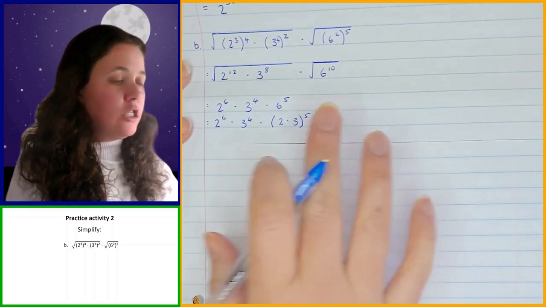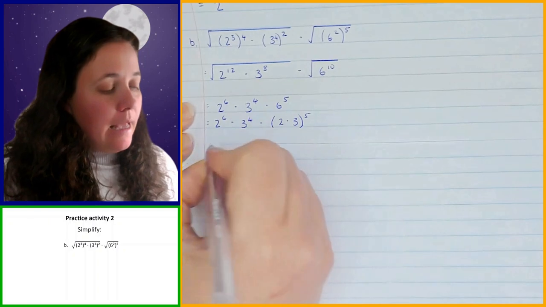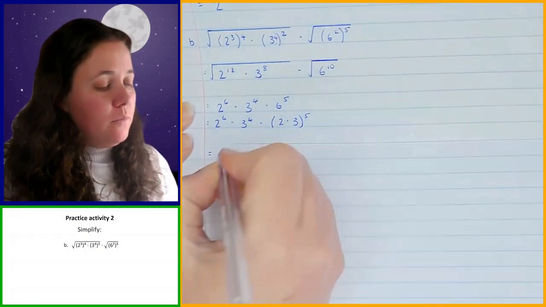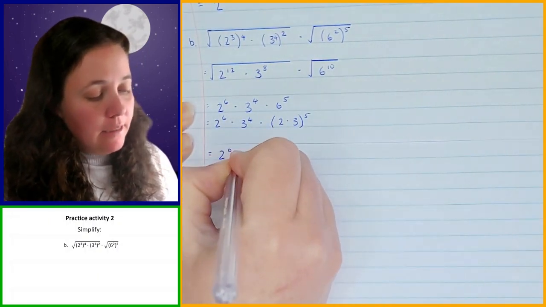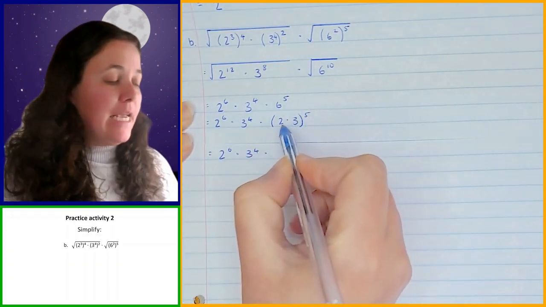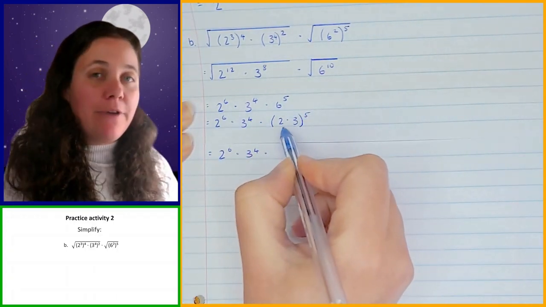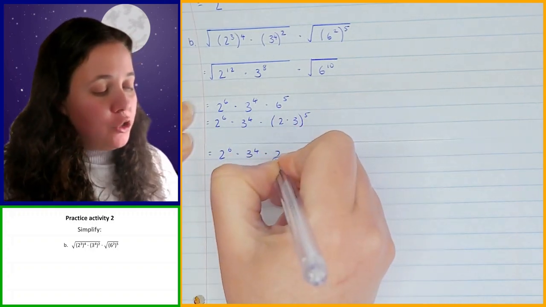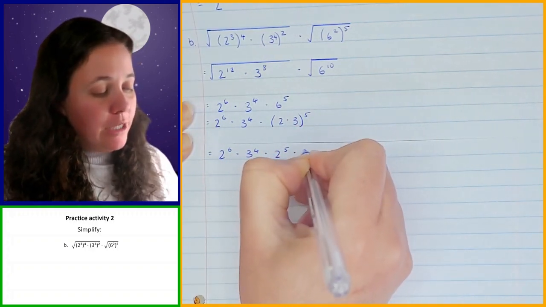Okay, so now I'm going to carry on from there, and that gives me 2 to the power of 6 times 3 to the power of 4 times, now I'm going to take this exponent and apply it to each of the factors inside the bracket here. So that's 2 to the power of 5 times 3 to the power of 5.